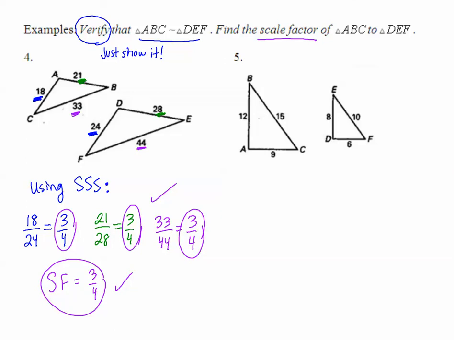So if you tried the next one, you verified it by showing that the large side over the large side is 3/2. The medium side over the medium side is 3/2. The small side over the small side is 3/2. This proves the sides are proportional by SSS. This is SSS showing. And our scale factor, 3/2. We always go left to right, giving our scale factor.